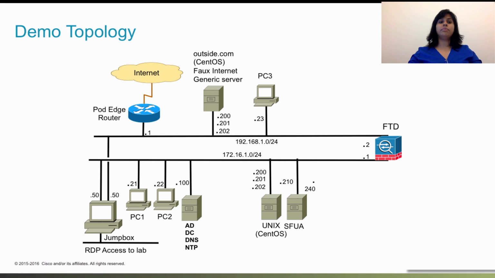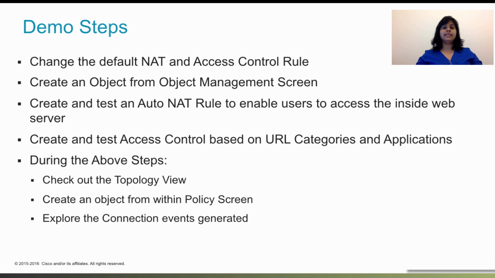This is the topology we will be using for our demo today. In this session, we will change the default NAT and access control rules, and create an object both from the object management screen as well as from within an access control rule. We will create and test an Auto NAT rule to enable users to access the inside web server. And we will create and test access control rules based on URL categories and applications. During the steps above, we will also check out some of the cool features like the topology view, creating an object from within the policy screen, and exploring the connection events that are generated because of the testing.